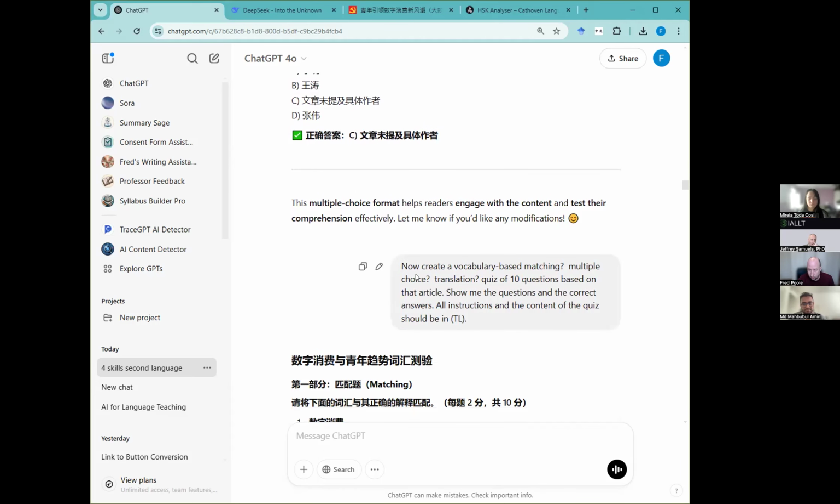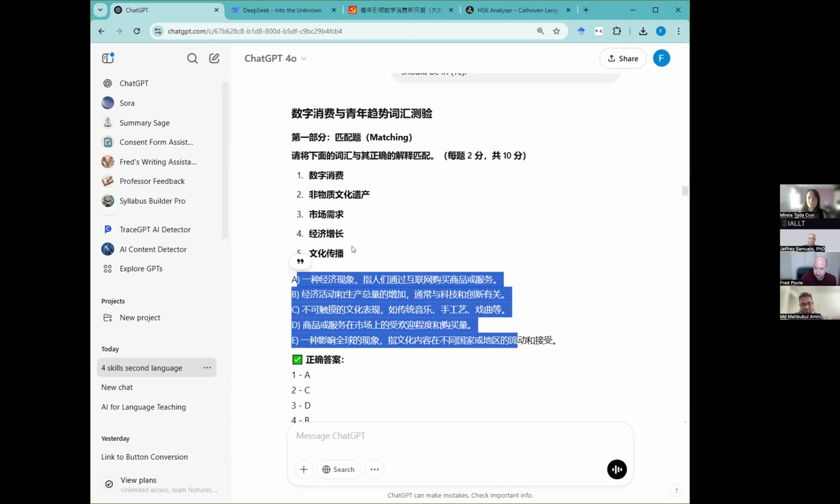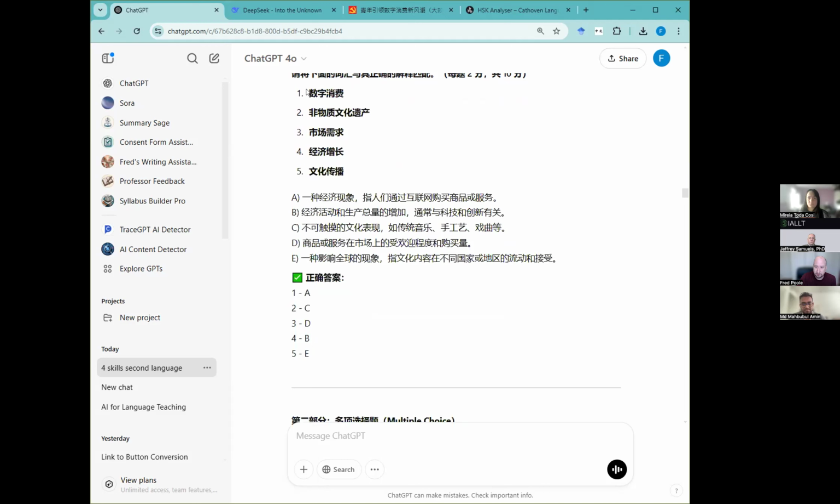This is similar to our next question, where I asked it to create a vocabulary-based matching question, a multiple choice question, and a translation quiz of 10 questions based on that article, and then show me the questions and the correct answers, all in the target language. In this one, it did fairly well. It's kind of interesting what concepts it chooses to pull out for the matching. I didn't read the article terribly closely, but these are probably some of the bigger concepts, though I don't know if these are things I would want to be testing out of that article.